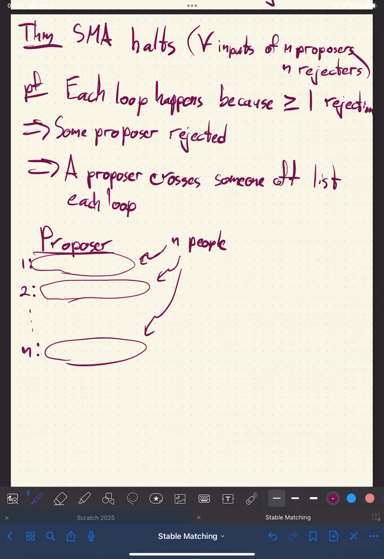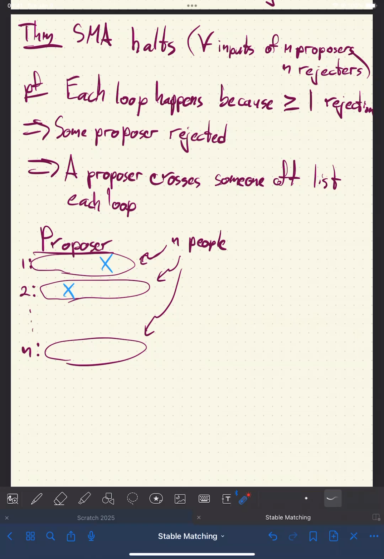So what happens then is we have n proposers, each having a list of length n. And what we know is that some proposer was rejected. So one of them was rejected. We don't know who. And that one proposer crosses someone off their list each loop. So each loop, one person gets crossed off. Maybe that's loop 1, and then loop 2, another person gets crossed off. It's possible that a whole bunch of crossing off happens in one loop, but we know at least one.